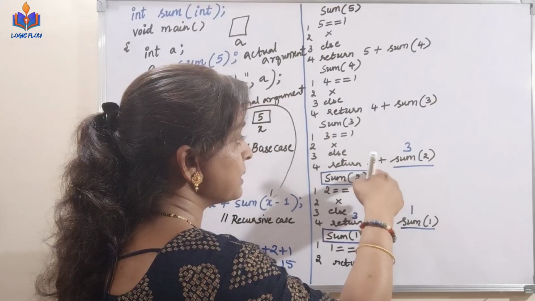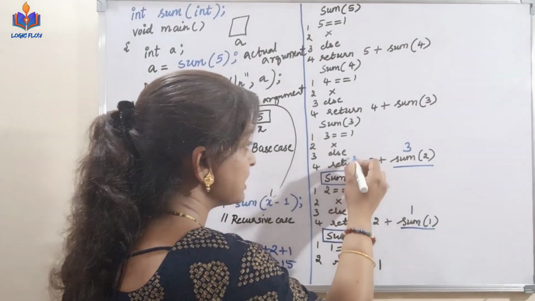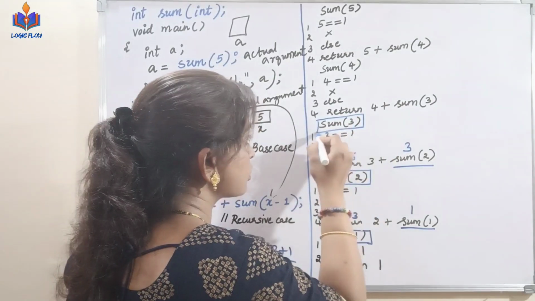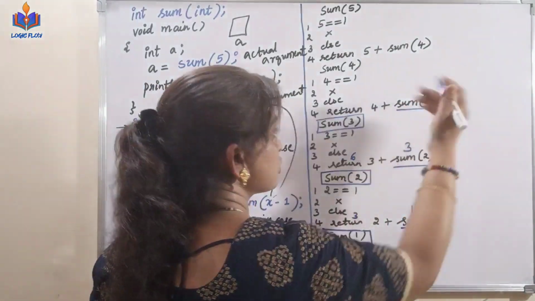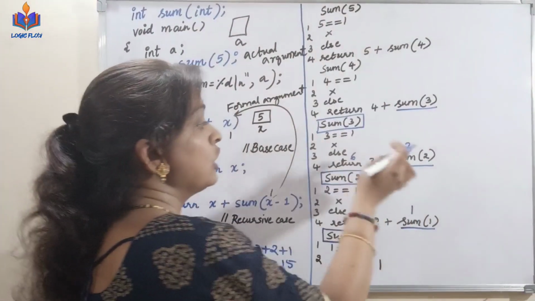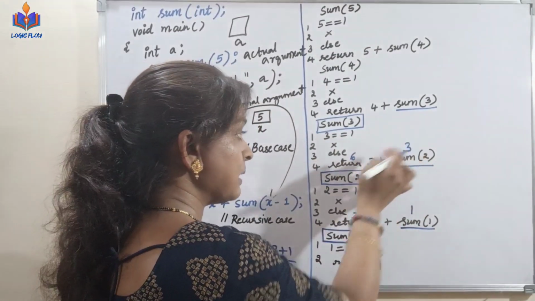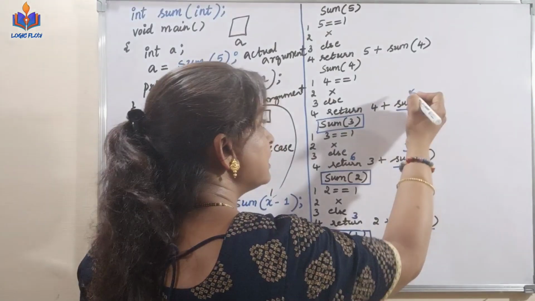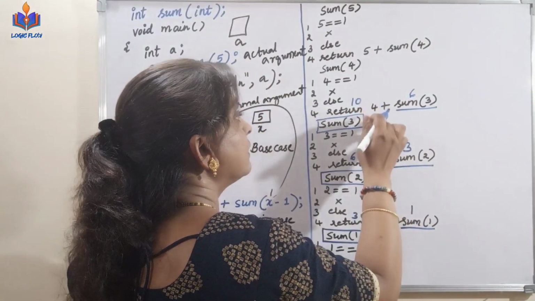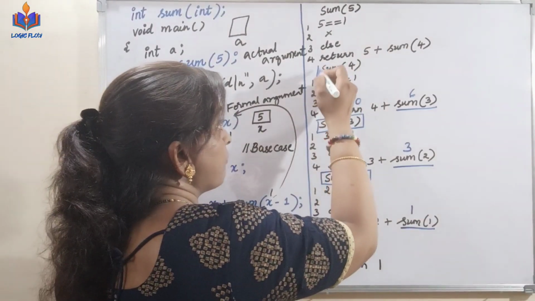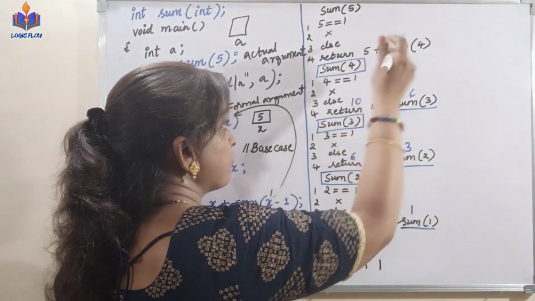Again, return 3 plus 3, how much? 6, to the place where this sum of 3 was called. So here sum of 3 was called. Backward, I am going backward. So it is 1 plus 2, 3. Return 3 plus 3, 6. Return 6 plus 4, 10. Return to the place where this function was called, where sum of 4 was called. Sum of 4 was called here.